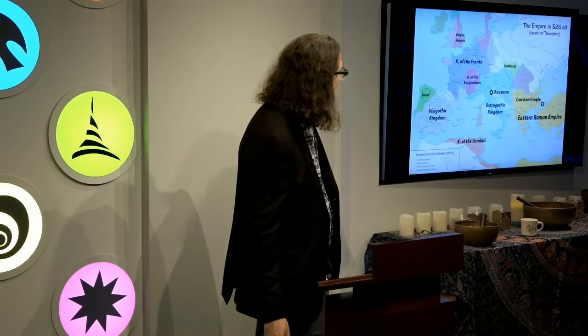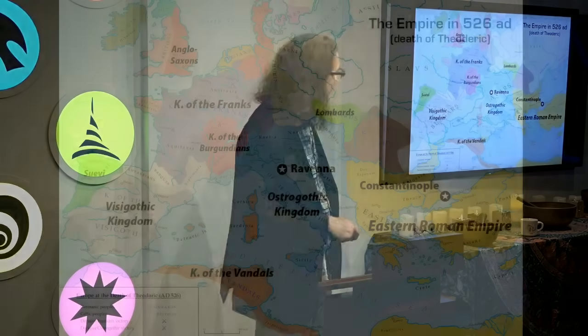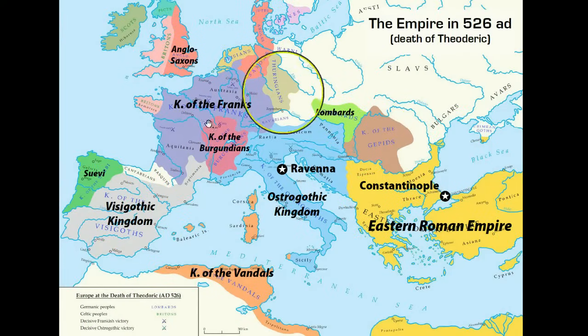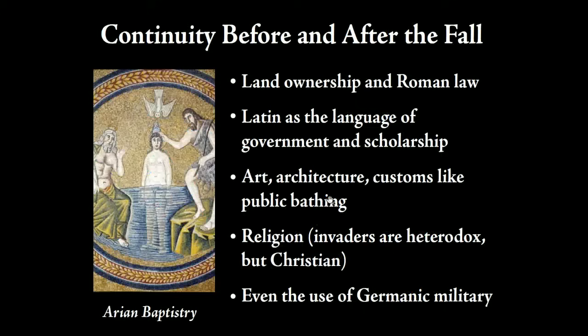So Ravenna. Anyway, I've just brought this map back so that we can be reminded. Essentially, the Ostrogoths then are controlling this component of it, and they are in very direct contact with the Eastern Empire still. Okay, there is a lot of continuity before and after the fall, so-called, of the Roman Empire.